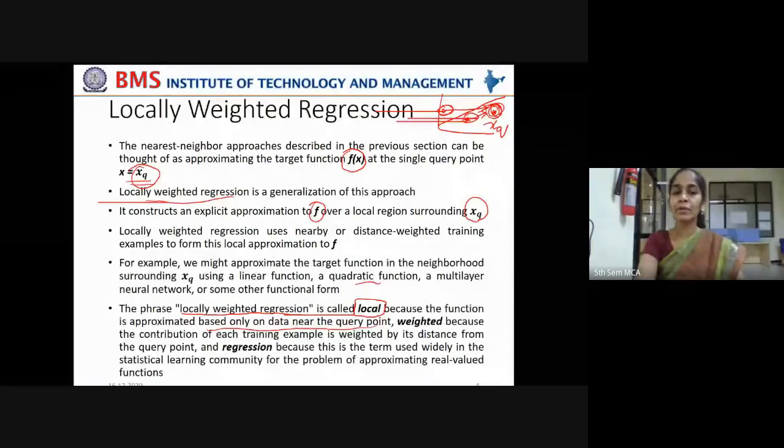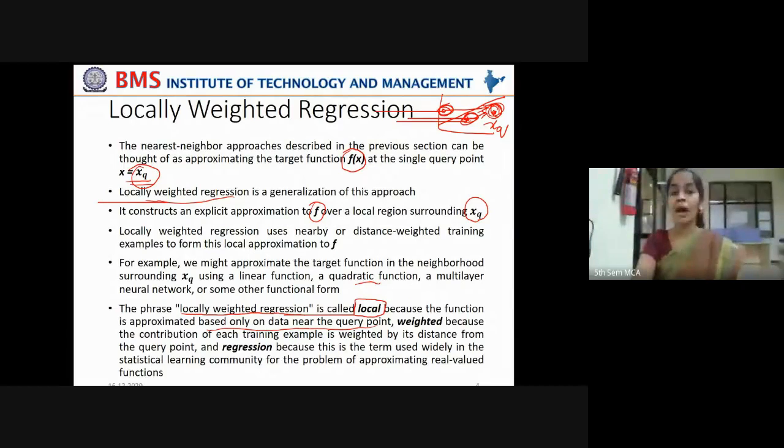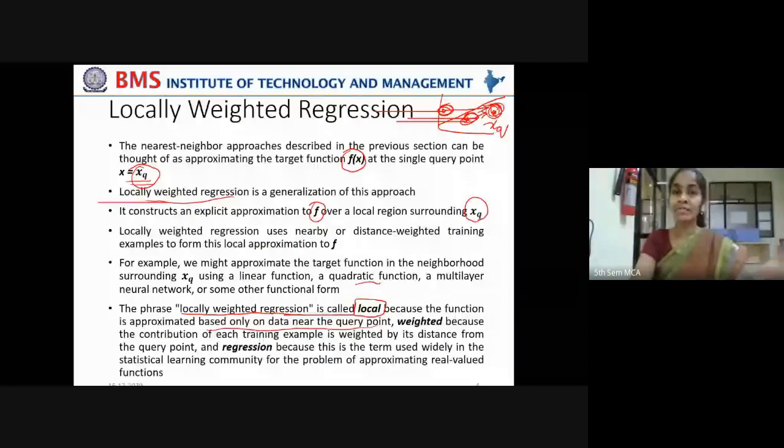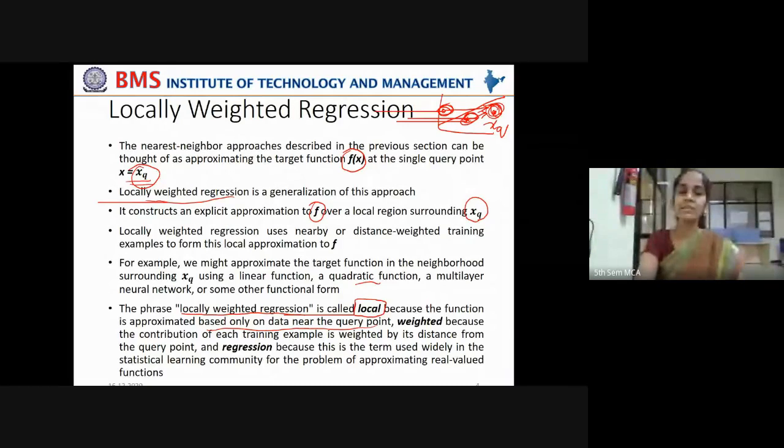Weighted because the contribution of each training example, star training example here or circle training example here, is weighted. How is it weighted? How is it given some importance, so that it plays an important role in classifying XQ by assigning it a weight? How is that weight assigned? By calculating its distance from the new instance. Okay, it is weighted by its distance from the query point, which we have given here as XQ.